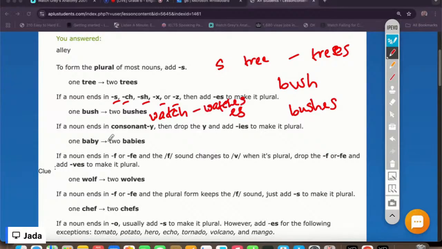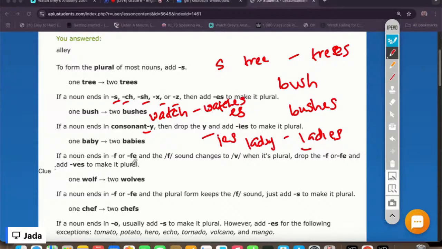Okay, so if a noun ends in a consonant y, then you have to drop the y and add ies to make it plural. Okay, for example, we have lady and then it becomes ladies.